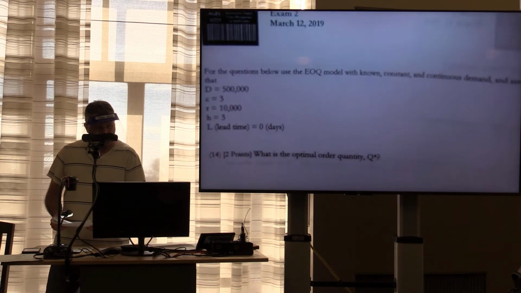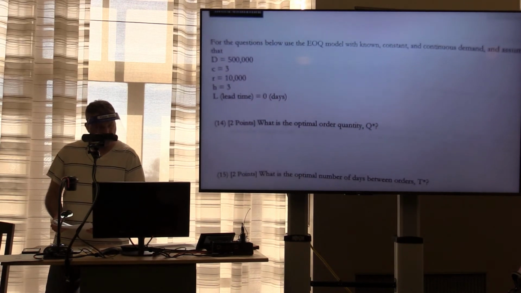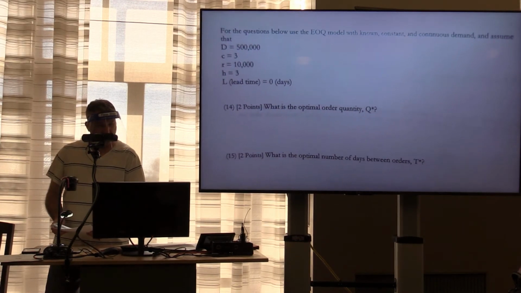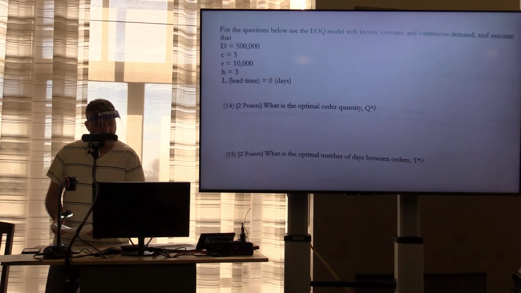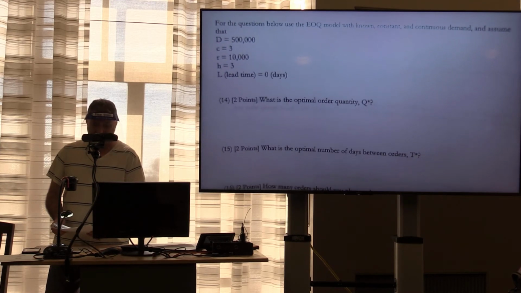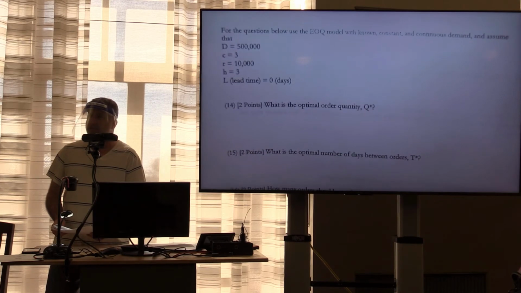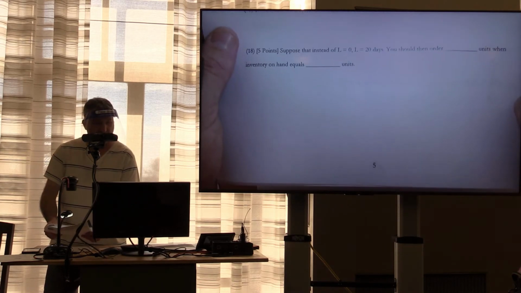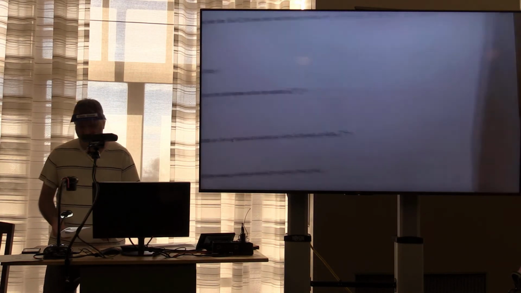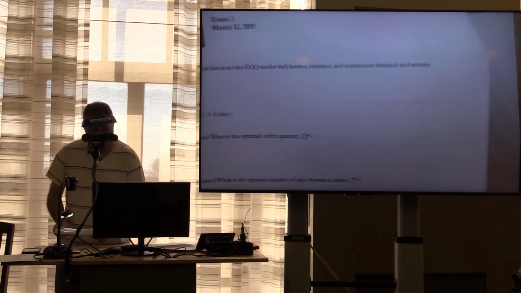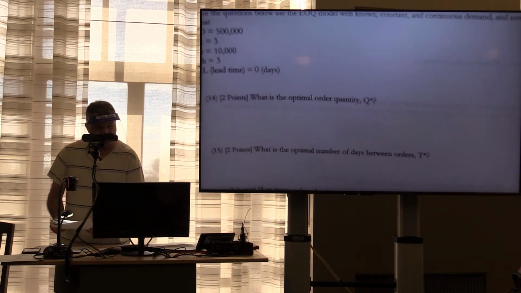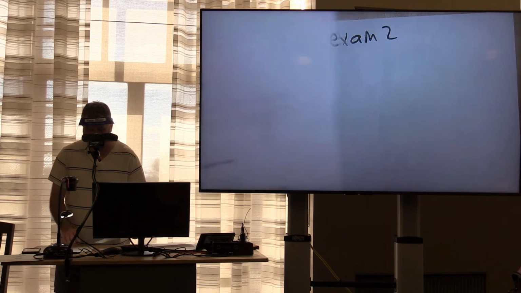So we're going to number 14 here. This is where I'm giving you numbers for D, C, R, H, and L, lead time. It's starting off with a 0 lead time there, but when you get towards the bottom, it's going to change the lead time. All right. So the first question it's going to ask there is, what is the optimal order quantity?